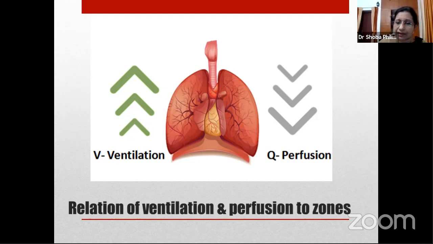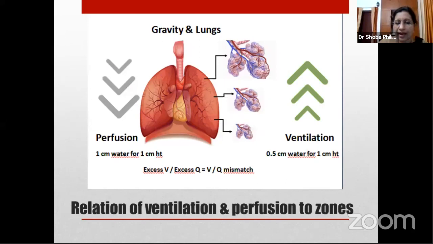Same thing shown, but for every height, there is a difference. That is, when you say the perfusion increases from apex to base, there is an increase in perfusion by 1 centimeter water for every 1 centimeter height. Whereas ventilation reduces from the apex to the base. So the difference is 0.5 centimeter for 1 centimeter water. So it is not actually equal. That is because of some areas getting less ventilation. That is why you get a mild mismatch, but VQ up to 0.8 is taken as normal. This is the effect of gravity.